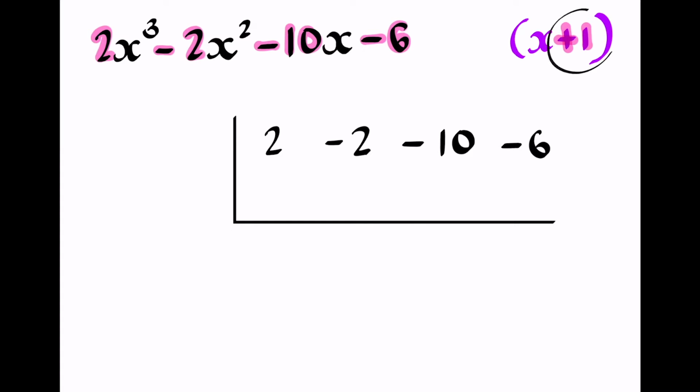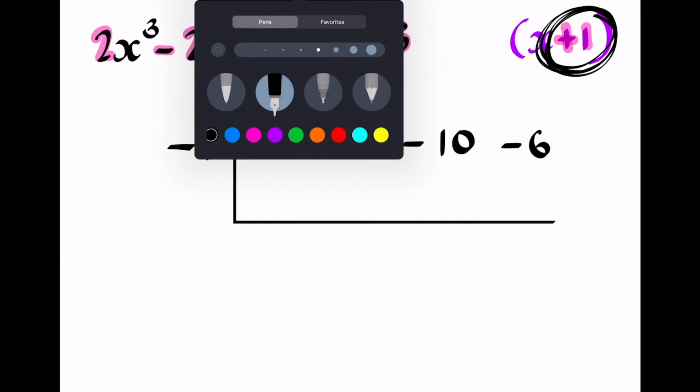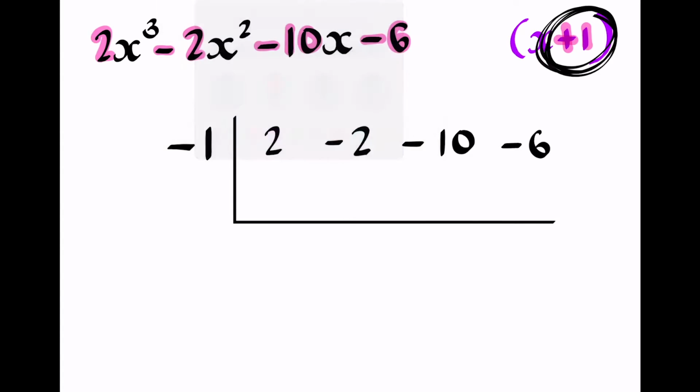Now what we need to do is take this x plus 1 and just make it a minus 1. So if it was an x minus 1, I'd make it a plus 1. X plus 1, I make it a minus 1. When I start, I'm going to start by taking my first term down. So therefore, I have a 2. What I'm going to do with that 2 is multiply it with the negative 1. So 2 times negative 1 is negative 2.